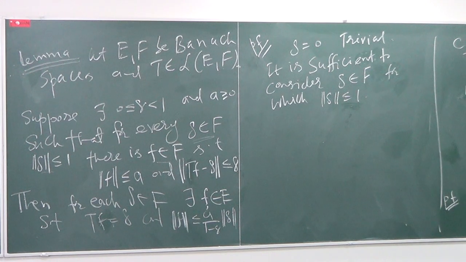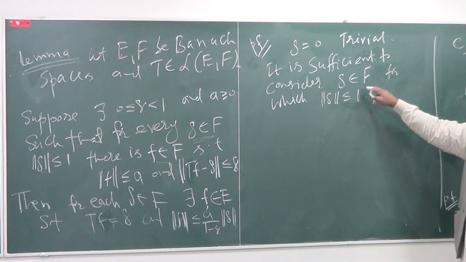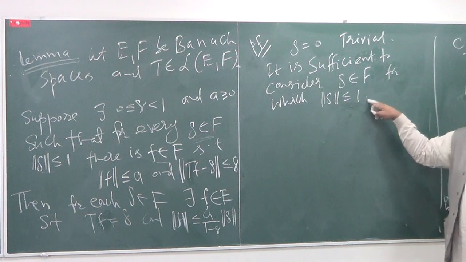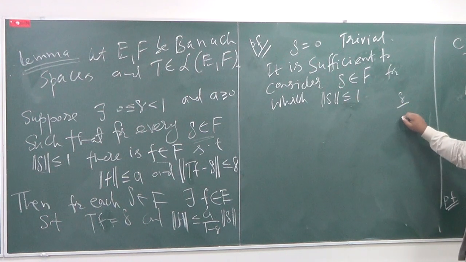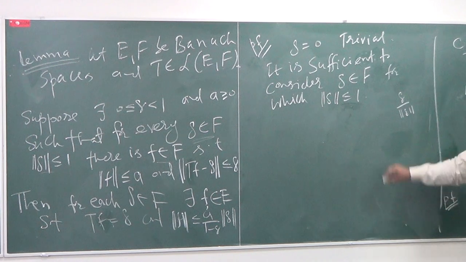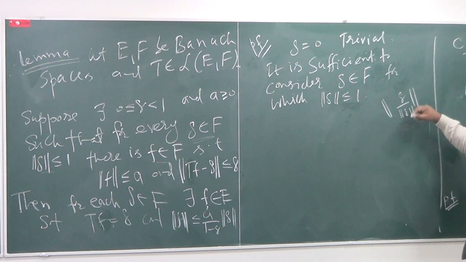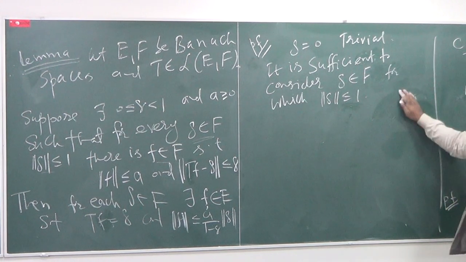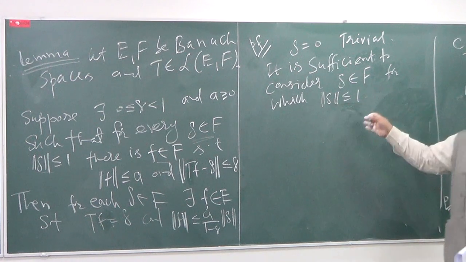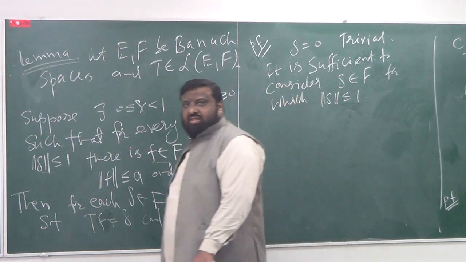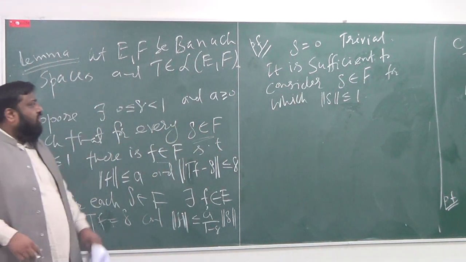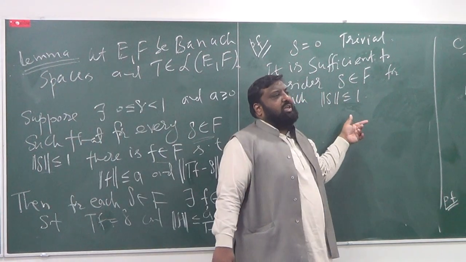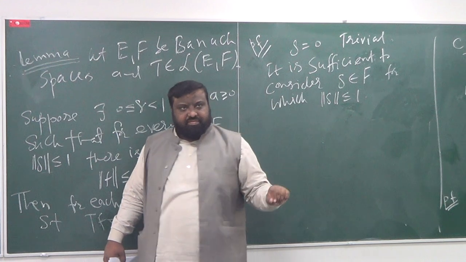Is it making sense? Let me say it explicitly. If g is from F but this is not satisfied, then I can consider g over norm of g. This always has a norm equal to 1. So if something is not satisfying this, I can turn it to satisfy this. So it's sufficient if you prove things for this g. In other words, if you can prove that for such a g there is an approximate pre-image, that's enough.